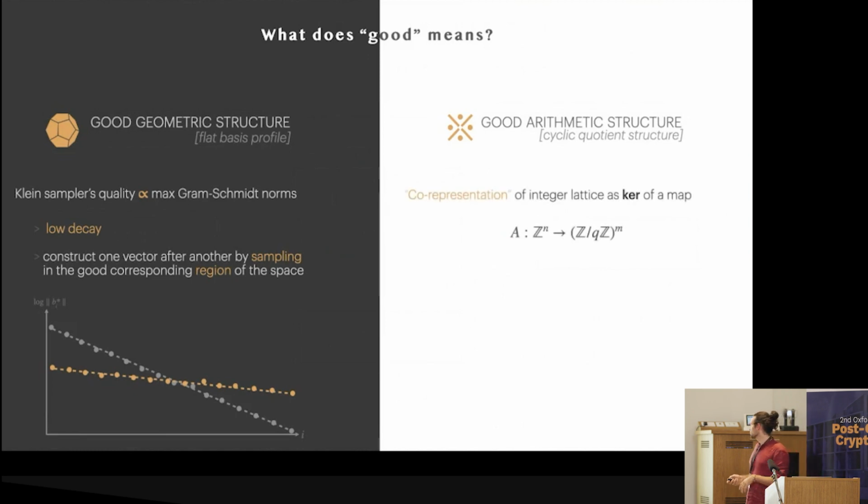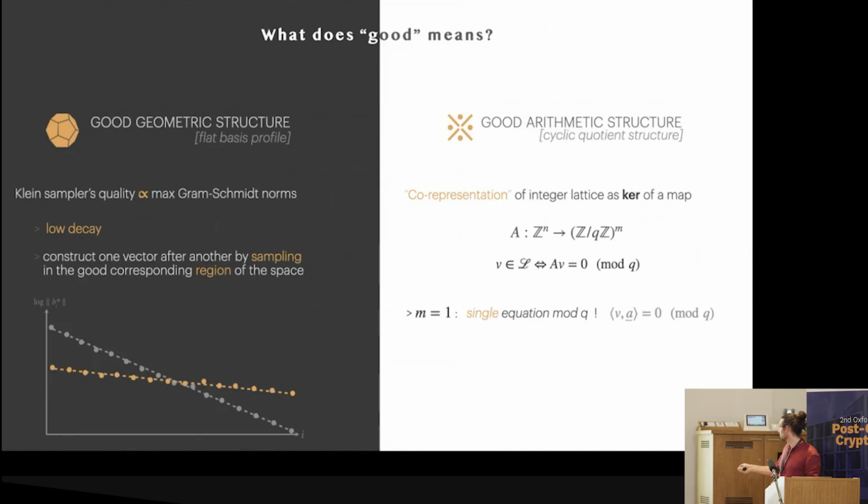And then this good arithmetic structure, which is, okay, how do I check that I belong to the lattice with only one single equation? So you can represent an integer lattice not with a basis, as I did, but with a co-representation, which is saying, oh, I'm the kernel of some map to the integers mod q. Then belonging to the lattice amounts to checking one matrix multiplication mod q. And if m is equal to 1, then it means that it's only a single equation to verify. You only need to check that the vector scalar product with A mod q is equal to 0. Okay, this is exactly what we want.